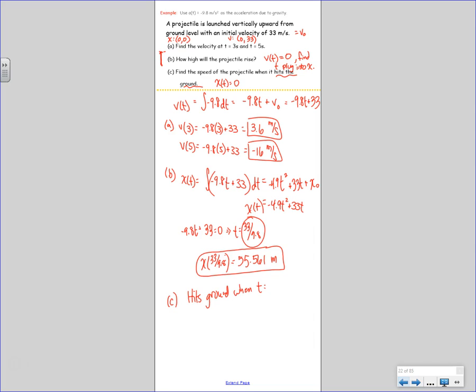Now here's the dilemma. Why am I not going to box this answer? Because that's just the time we're looking for. They're not asking for when. They're asking for the speed, so where am I going to plug this time into? Velocity. So velocity of 6.73... I'm going to put a dot, dot, dot, because this is not my final answer, so I don't want to round it.